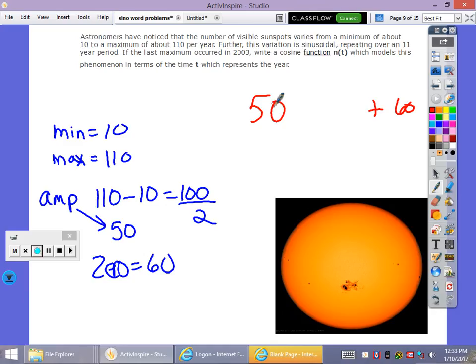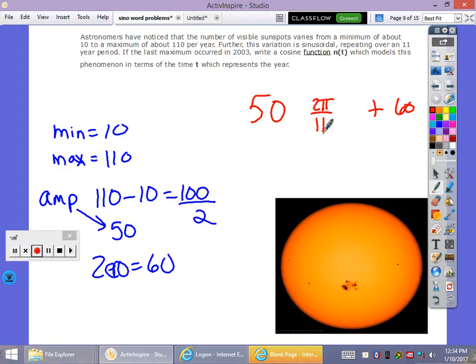Further, this variation is sinusoidal, repeating over an 11-year period. Oh, 11 years. It does how much of a cycle in 11 years? Furthermore, the variation is repeating, so completing a cycle every 11 years. So it's going to be 2 pi over 11 because it does a full cycle, okay?